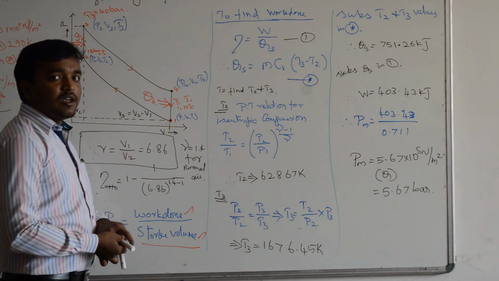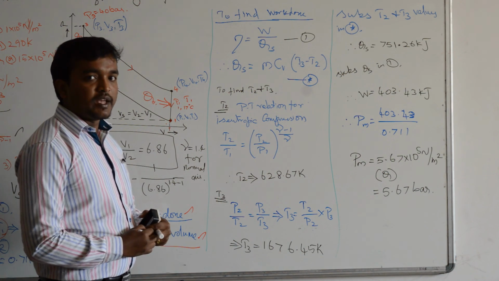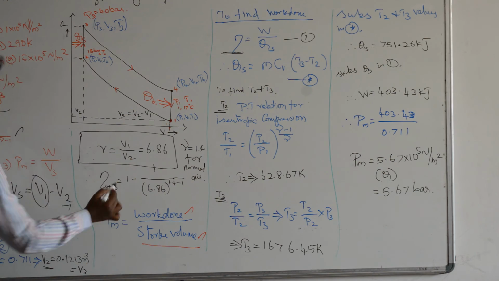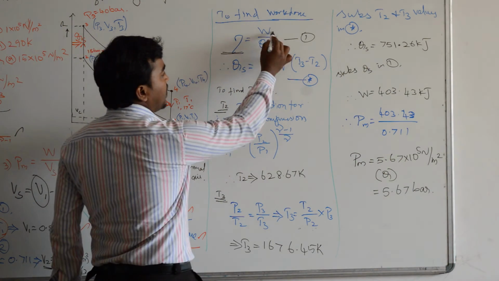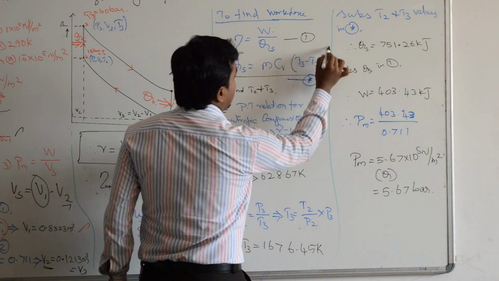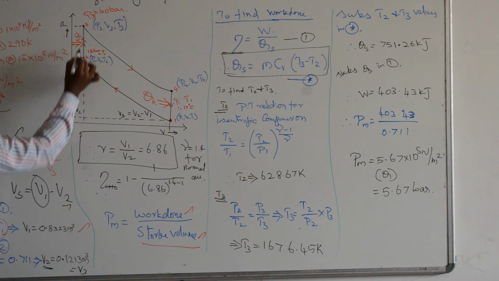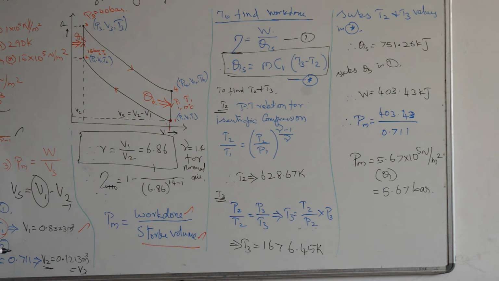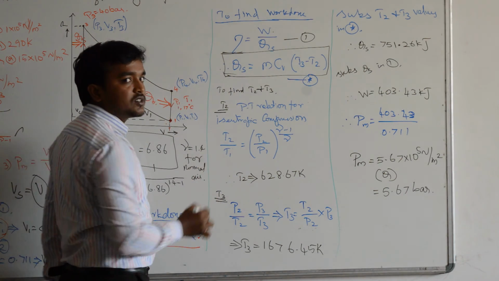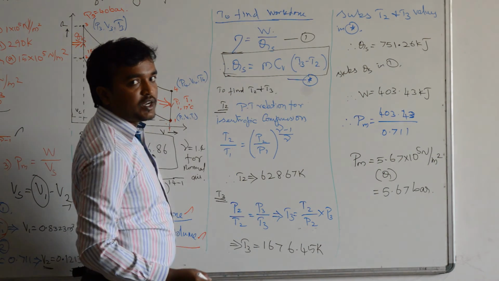To find work done, we take the efficiency formula. Efficiency is equal to work done divided by heat supplied. We already found the Otto cycle efficiency. Then we have to find work done and QS, the heat supplied. For the Otto cycle, the heat is added in process 2 to 3, which is a constant volume process. What is the formula for heat added in a constant volume process? QS is equal to m Cv into T3 minus T2.